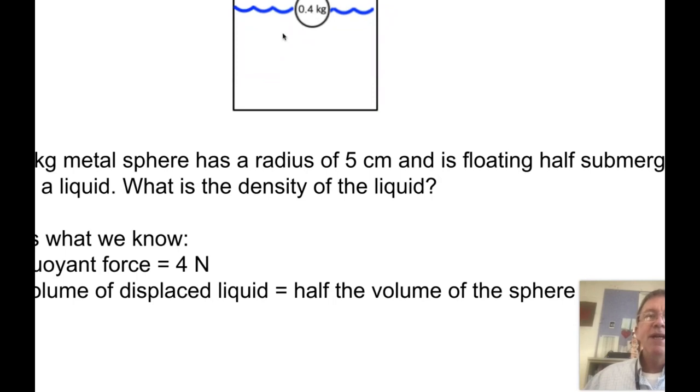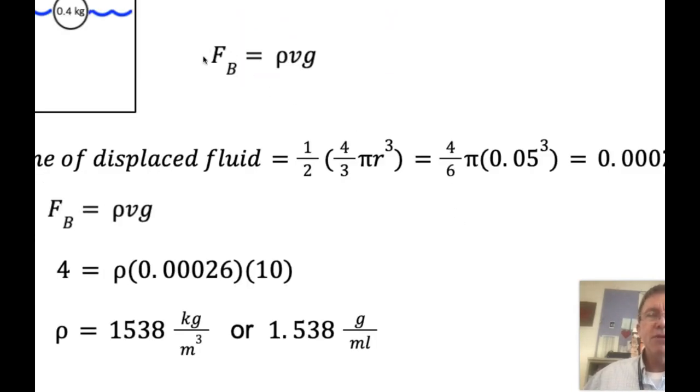So here's what I know. Since this is 0.4 kilograms, mg would be 4 newtons, and it's floating there, which means that if gravity down is 4 newtons, then the upward force of buoyancy must be 4 newtons. So I know what the buoyant force is. I know that the volume is half of the volume of the sphere. So then I just say, okay, I'm going to use this equation again, which you better put in your memory banks. The buoyant force is equal to density times volume times g.